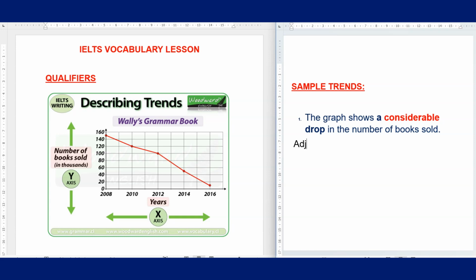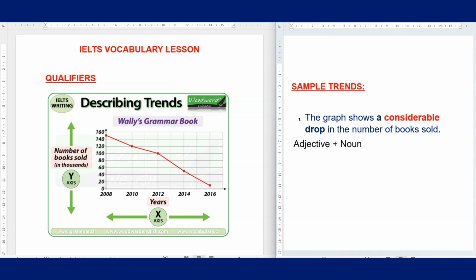Okay, so considerable is an adjective, and adjectives qualify things. It describes things, and therefore it comes before a noun. So if you check the word order, it now becomes adjective plus a noun. Some examples of adjective plus a noun, we can say a considerable drop.